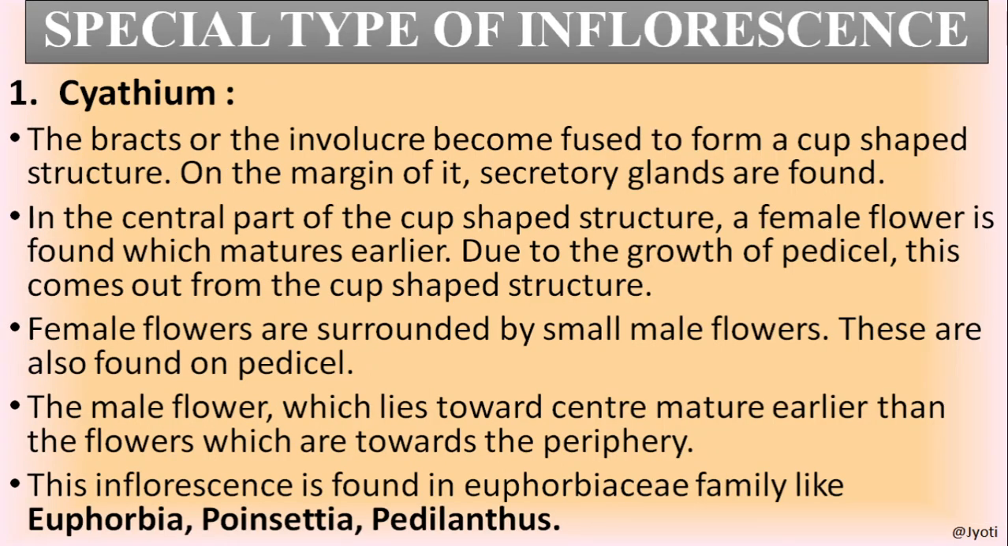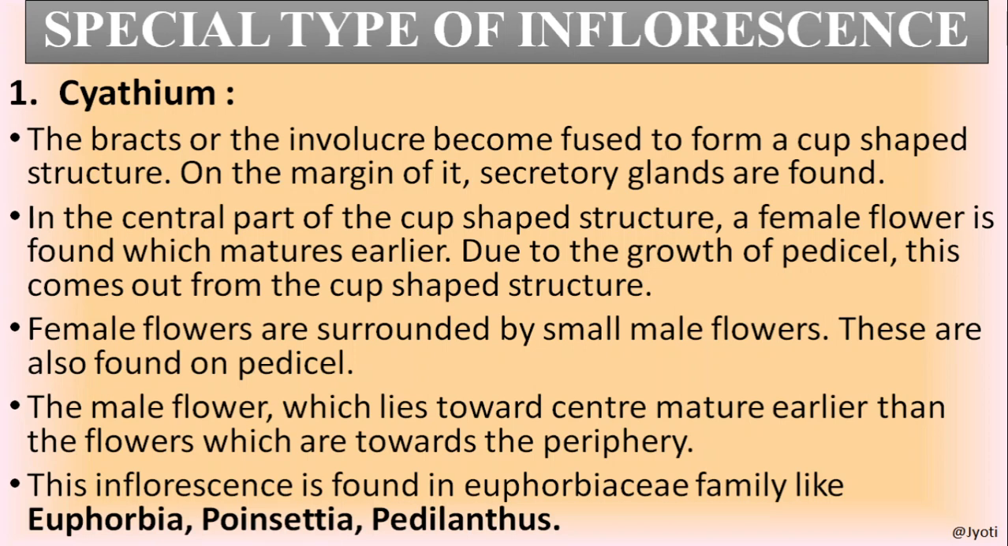Then we'll discuss some special types of inflorescence which have a very different type of arrangement. The first one of them is Cyathium. The bracts of the involucre, involucre means the bracts are present in a whole. They are fused to form a cup-shaped structure. On the margin of it, secretory glands are present. I'll show you the picture so that it will be clear to you.